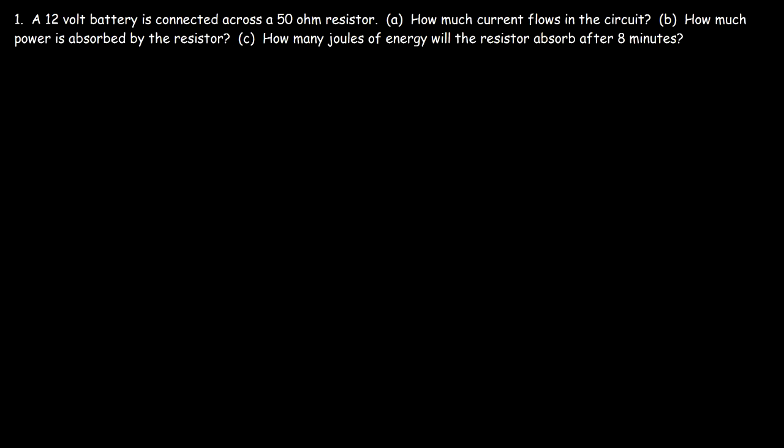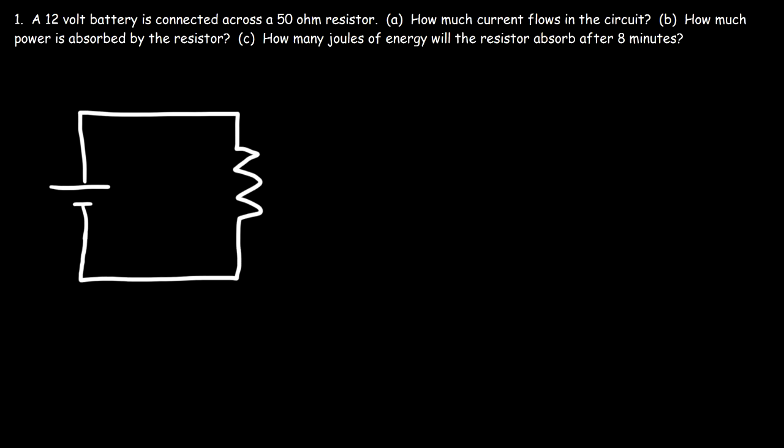Now let's work on some practice problems. A 12-volt battery is connected across a 50 ohm resistor. How much current flows in the circuit? So let's begin with a picture. So this is the symbol for a battery, and here is the resistor. So this is the positive terminal, and this is the negative terminal, and conventional current will flow from the positive terminal to the negative terminal. And we have a 50 ohm resistor.